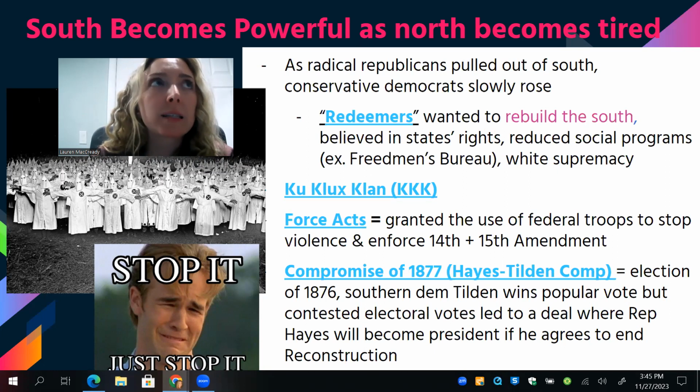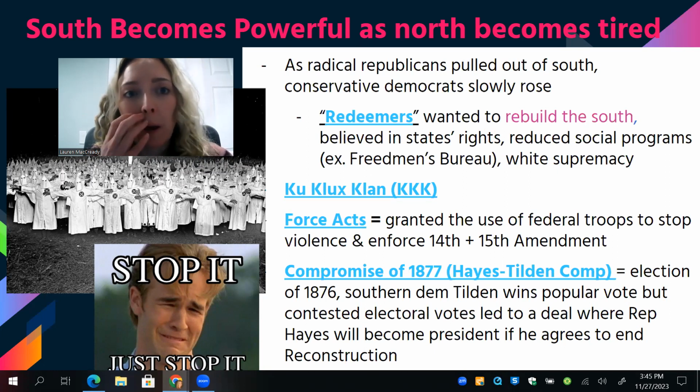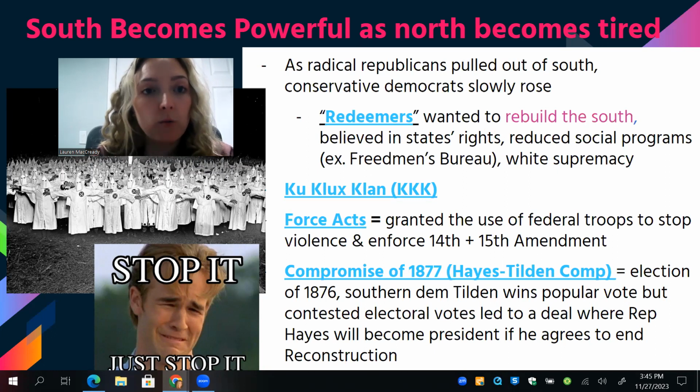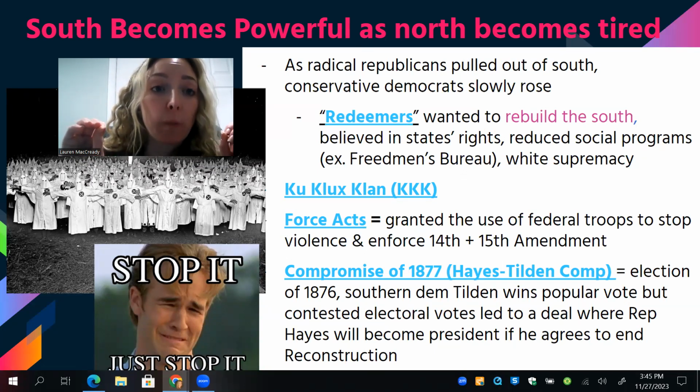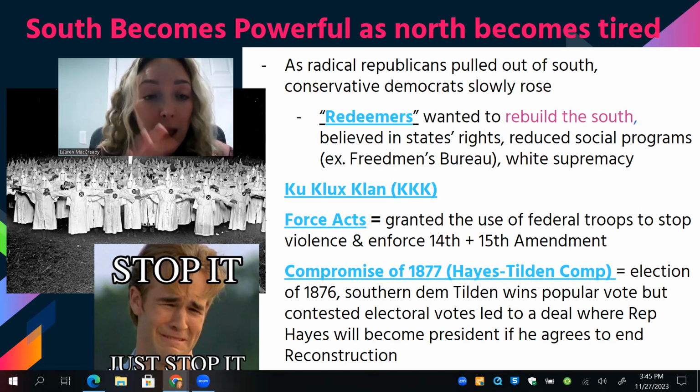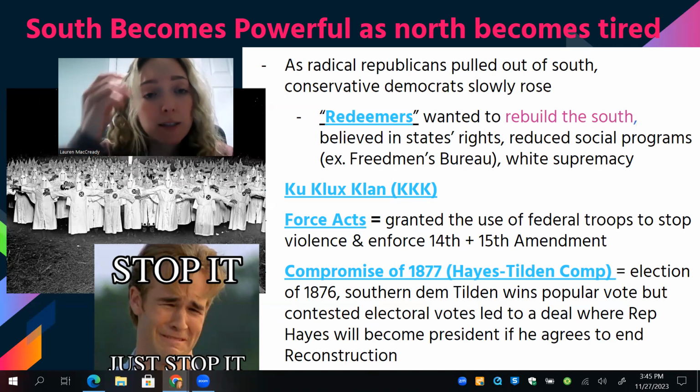So in this kind of hoopla of trying to allow the Electoral College to redo their stuff, honestly, everyone starts to call it quits, and they strike a deal. Congress strikes a deal where Republican Hayes will become president, even though Tilden, the Democrat, won the popular vote. But Hayes has to agree to immediately end Reconstruction, pull all of the military out of the South, and just call it quits. And that's the deal.